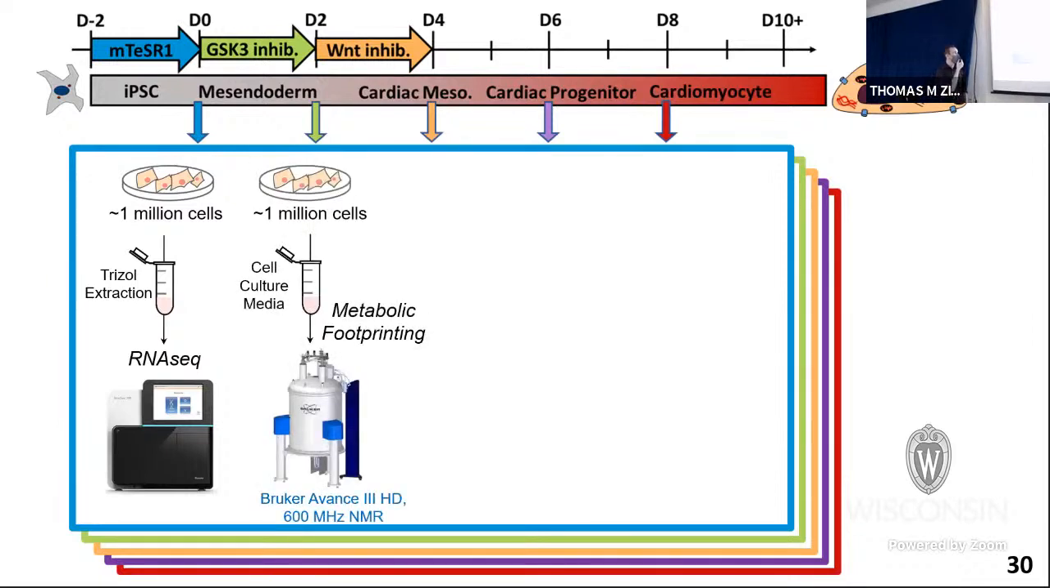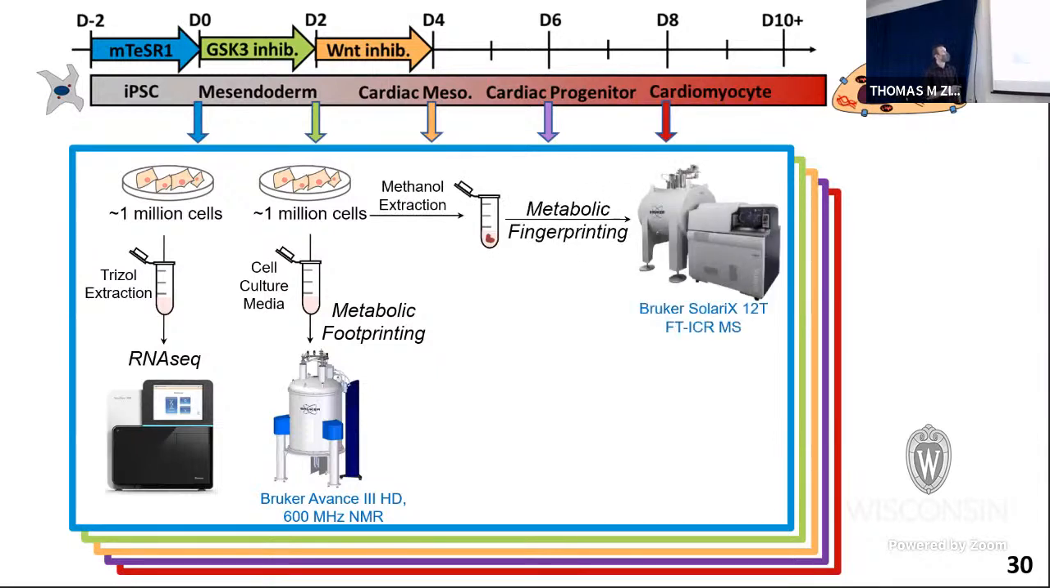The other data that I will be talking about today is we took a parallel well and we took the media from that to do what's called metabolic footprinting, which I'll explain in a few slides, which you can use a technique called nuclear magnetic resonance, or NMR, to be able to look at basically the metabolites that are present within the cell culture media.